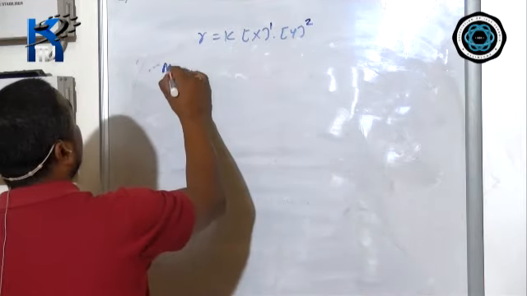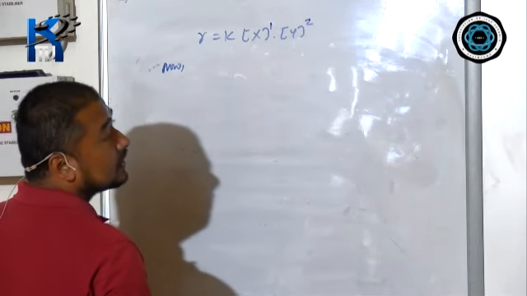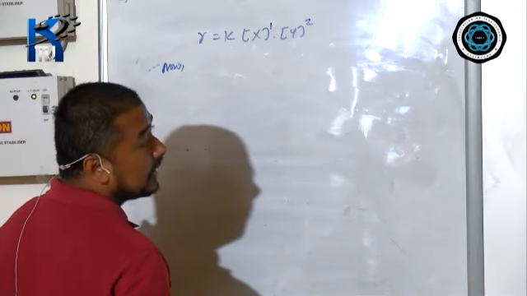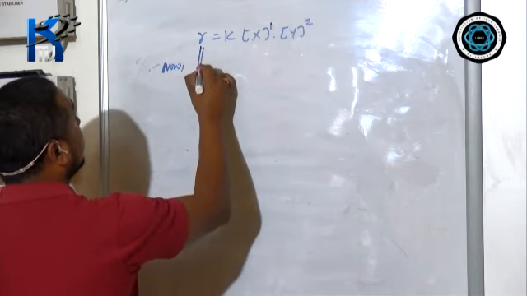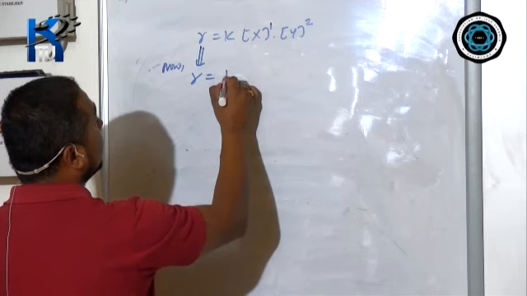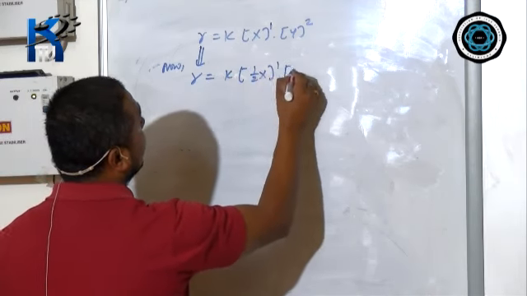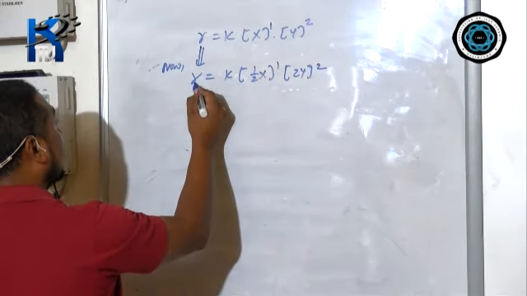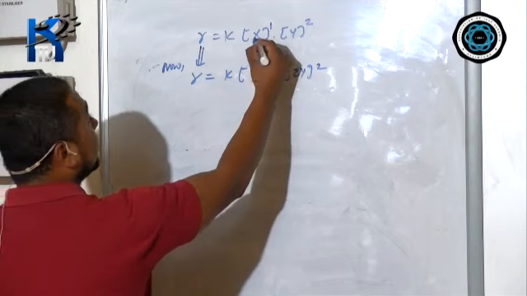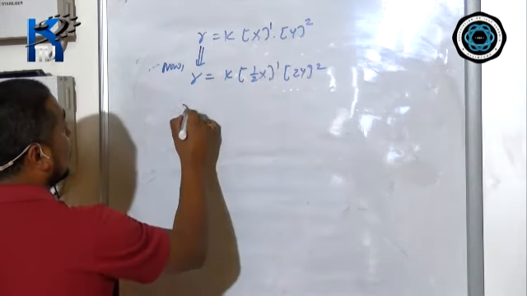Now what the question is saying, what will be the effect on rate if the concentration of A is halved, x is halved and y is doubled? So what is going to happen to this rate, if the concentration of x is halved and that of y is doubled. That is your rough work.